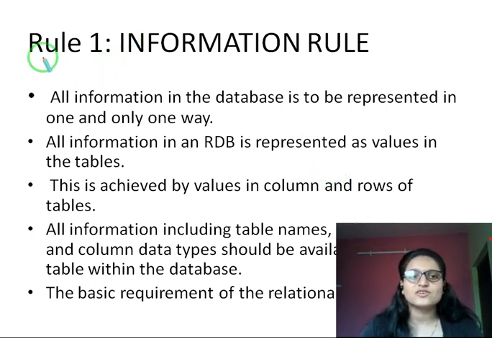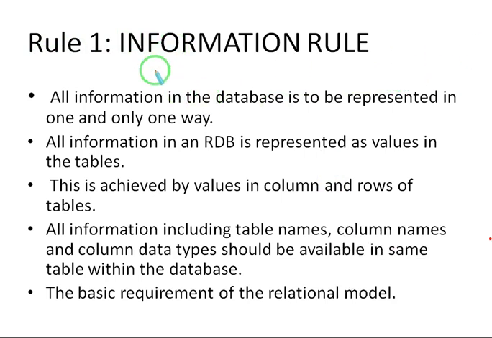Okay, so the first rule is the information rule. Dear student, the first rule says how your information is stored in a relational model. We all know that our information is stored in the format of tables. So this rule says that all information in the database is to be represented one and only one way, and that way is in a tabular format. Yes, this is achieved by the value in a column and row of the table. So this is termed the information rule, rule number 1.